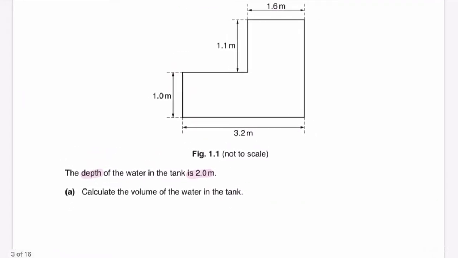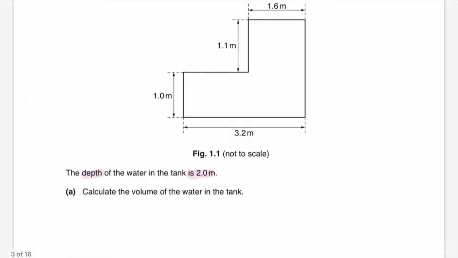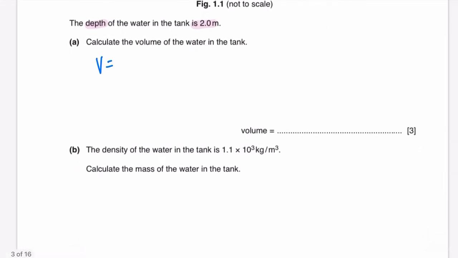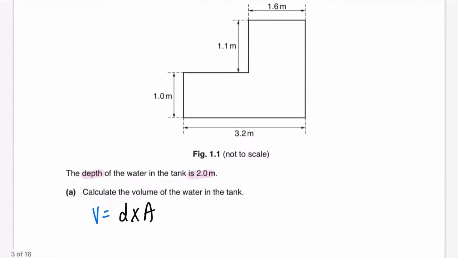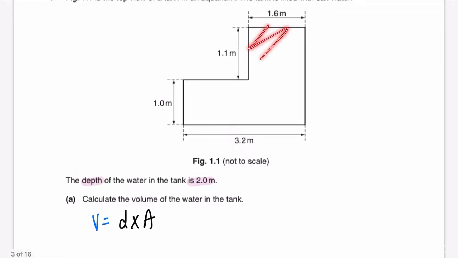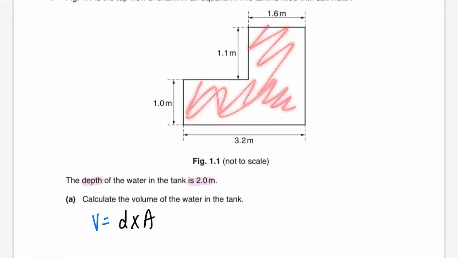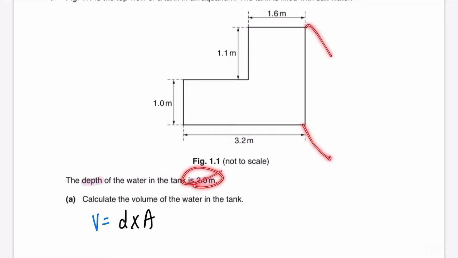Now, what is the formula of volume? We all know that volume is equal to depth, or rather height, multiplied by surface area. So the area we will calculate here, and then we are obviously given the depth, which is the height. So first of all, we have to calculate the area.